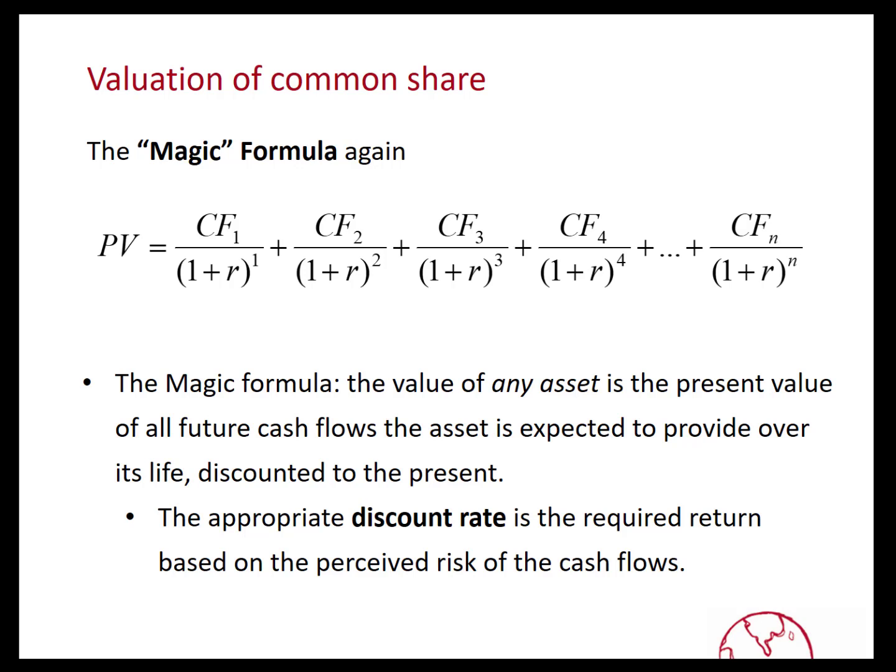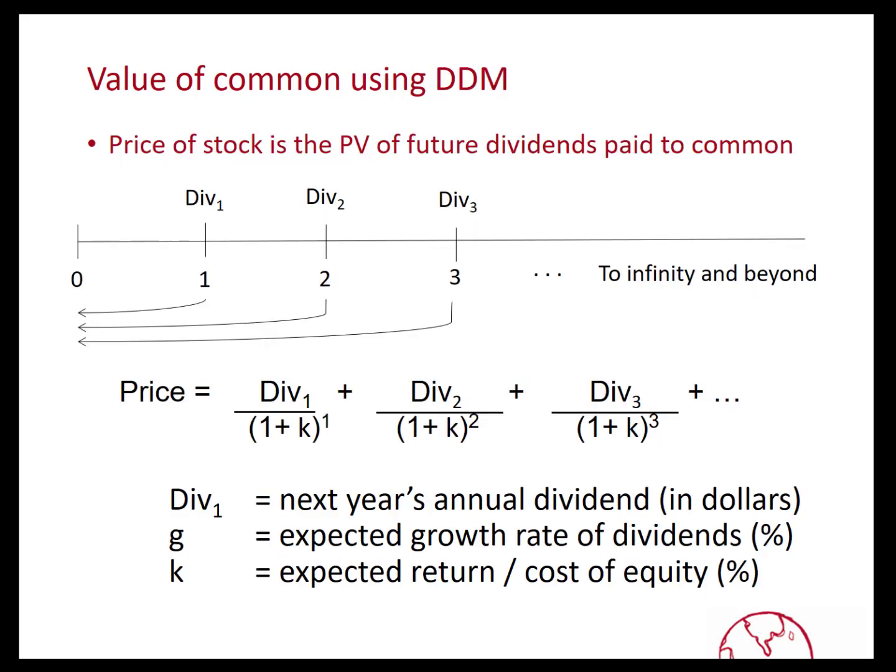Just like any other asset, the value of a common share is the present value of all the cash flows that you will receive, discounted to today at some discount rate. In the case of a stock, it's going to be dividends, which are going to be received once a period, and we're going to assume annual periods, discounted at the cost of equity, which is also called the expected return on equity. So let's take a look.